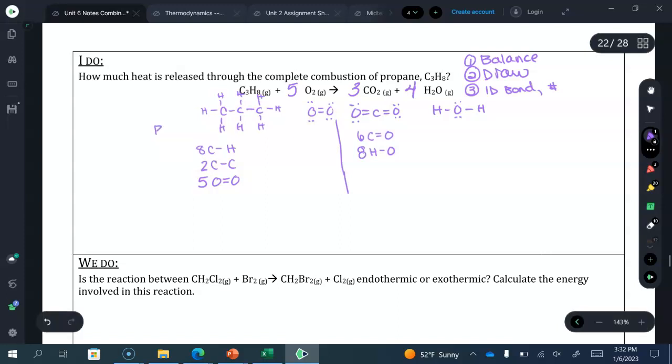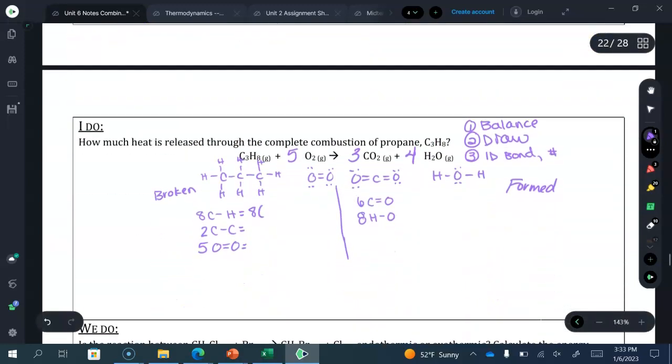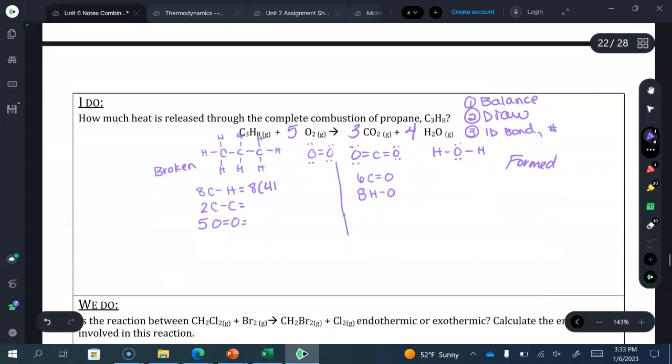Okay, so these are my bonds being broken, and these are my bonds being formed, because you form them in the products and you break them in the reactants. So I can take these values and do 8 times the bond energy for CH, and we would look that up on this table, which is 413. And we repeat this process.